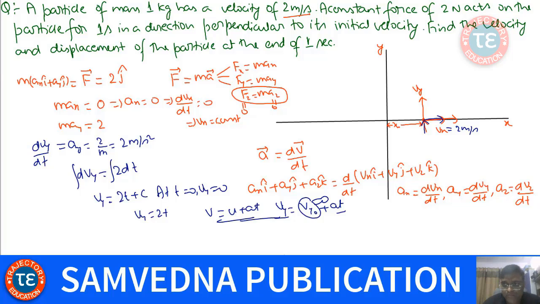Afterwards, when you read 2 or 3 chapters, it will become quite obvious for you. Right? Okay, so Vy is Vy naught plus ay t. Ay here is 2 meter per second square. So you get this relation.